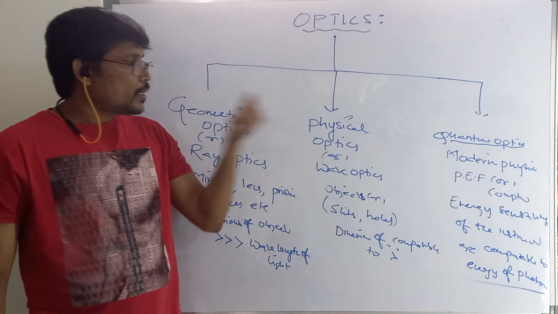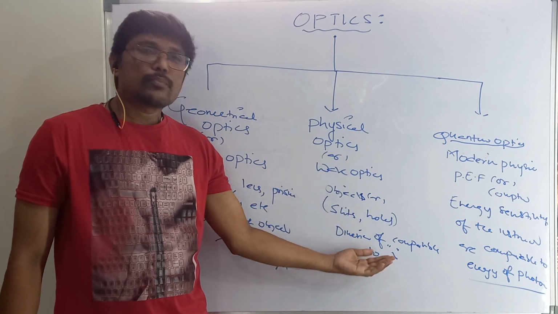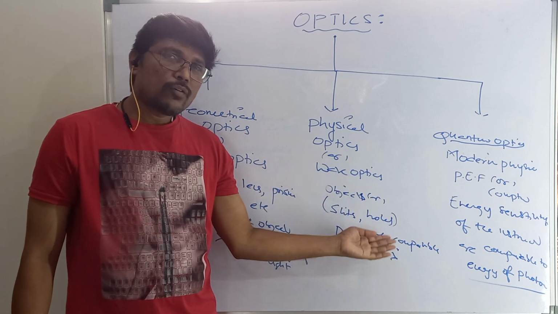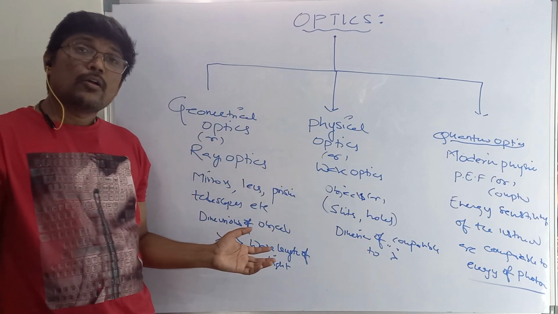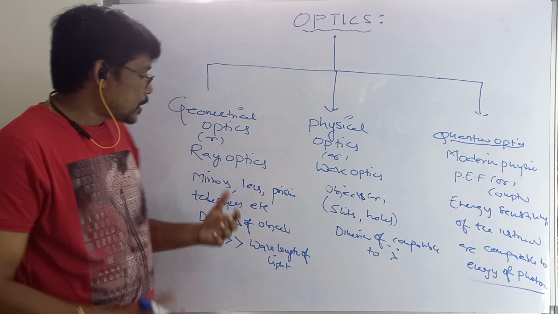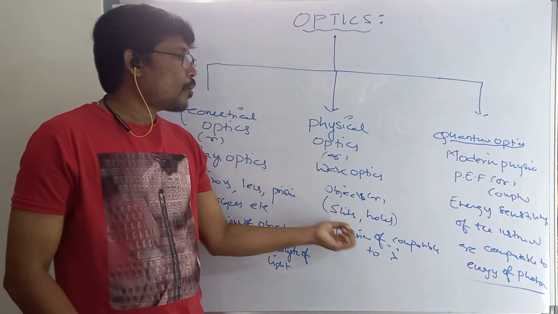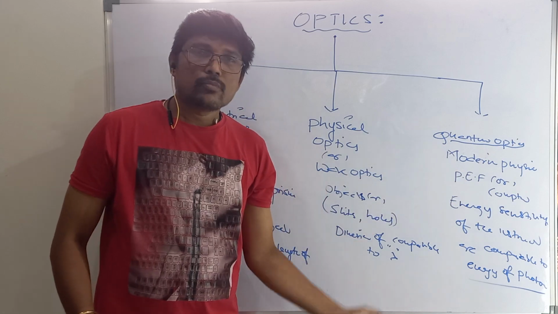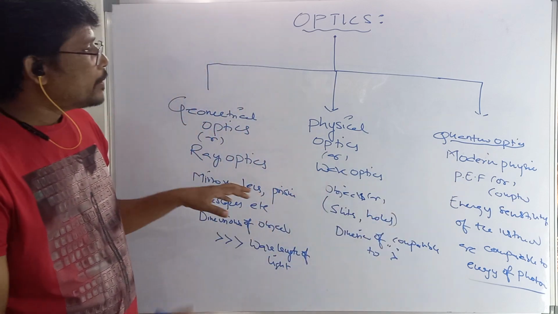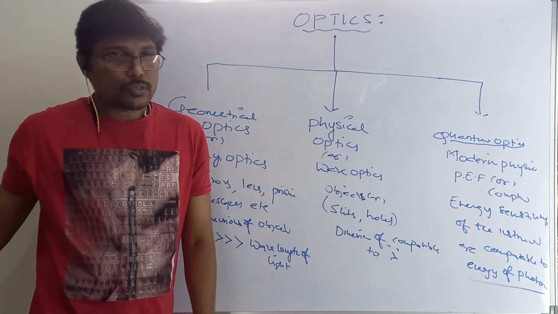Here in physical optics, the dimensions of the objects are comparable to the wavelength of light. Here in geometrical optics, the dimensions are very much bigger than the wavelength of light, so we consider it as geometrical optics. In this case we have physical optics, and in this case we have quantum optics. This is just the classification of optics. Let us go to the next concept.